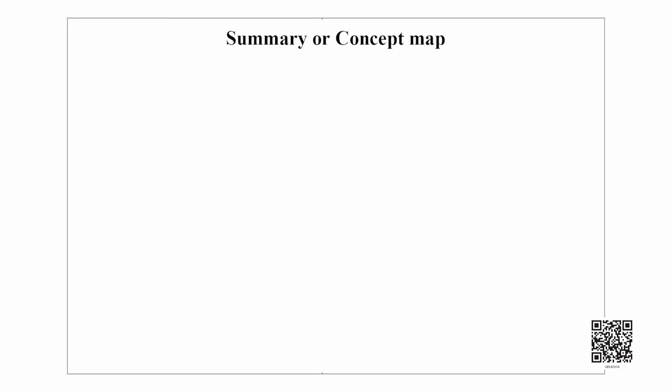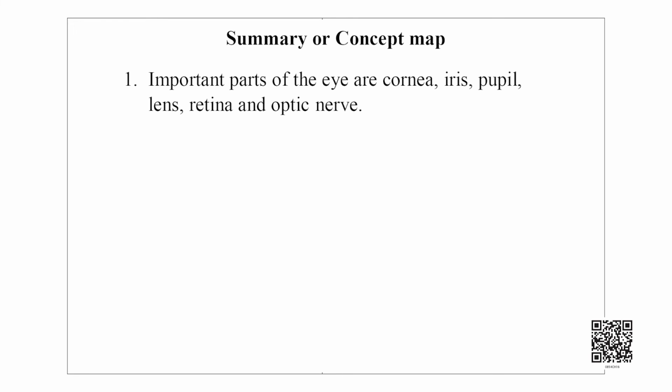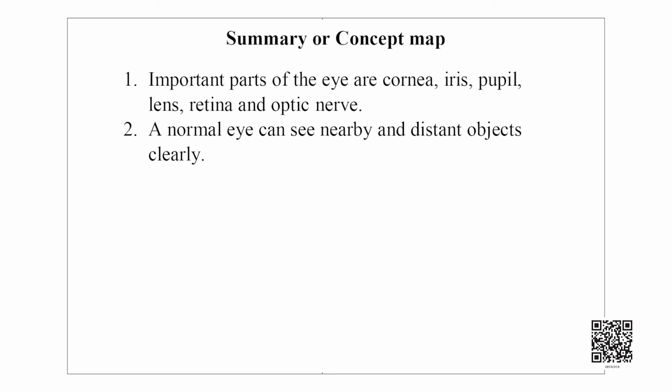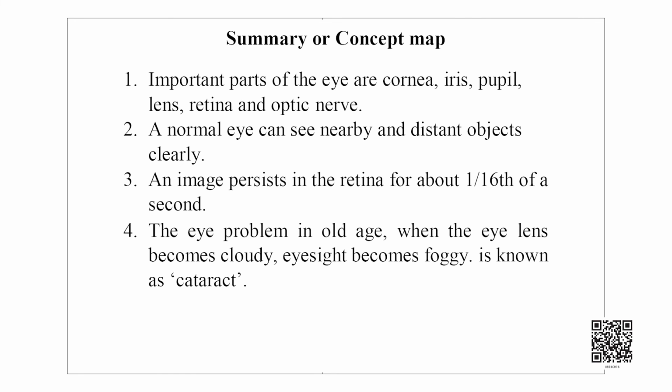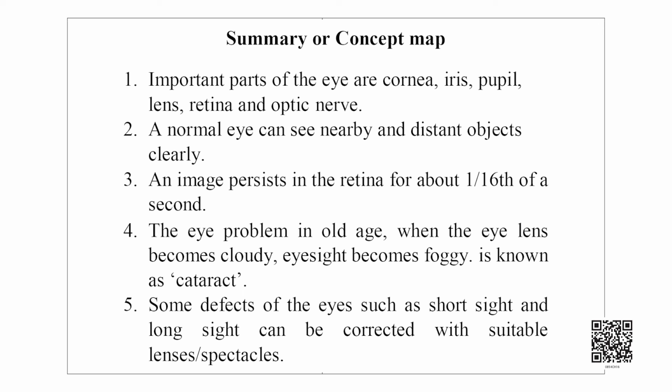Summary: important parts of the eye are cornea, iris, pupil, lens, retina and optic nerve. A normal eye can see nearby and distant objects clearly. An image persists in the retina for about 1/16th of a second. The eye problem in old age, when the eye lens becomes cloudy and eyesight becomes foggy, is known as cataract. Some defects of the eyes, such as short sight and long sight, can be corrected with suitable lenses or spectacles.